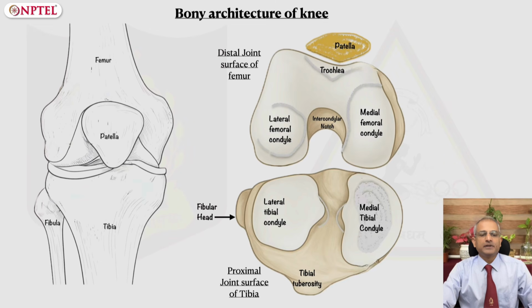Having seen the bony anatomy, let's now move on to the soft tissue components of the knee. The joint per se is covered all around by the joint capsule and the synovial membrane. This protects the joint and nourishes the joint by secreting the joint fluid.